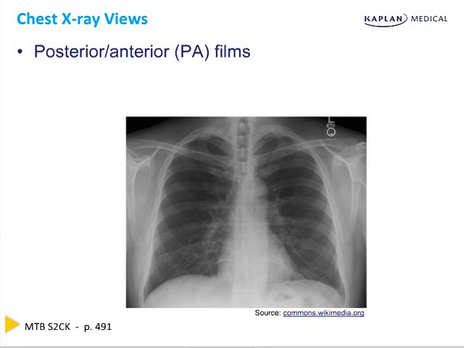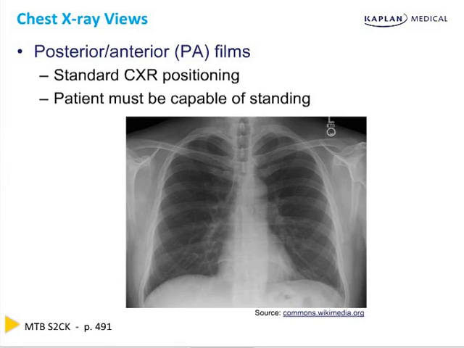Let's start evaluating chest X-rays by looking at some normal examples. Seen here is a normal posterior to anterior chest film. This is the standard chest X-ray positioning, and it helps to minimize the ionizing radiation dose absorbed by the tissues that are most sensitive to radiation, specifically breast and thyroid tissue, by shooting the X-ray beam from the back and having the cassette positioned anteriorly.